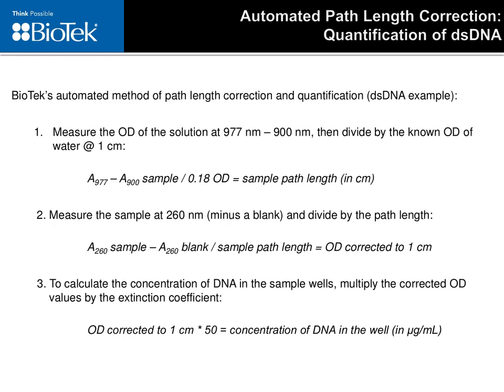In step 2, the sample absorbance measurement at 260 nanometers is divided by the sample path length to obtain a corrected OD value. Then you'll see in step 3, we use the mass extinction coefficient of double-stranded DNA, which is 50 micrograms per mL per OD. And this is multiplied by our corrected OD to determine the concentration of the sample. The analysis method can be extended for use with other biomolecules and solvents as long as the extinction coefficient is known and the solvent has a unique absorption peak.